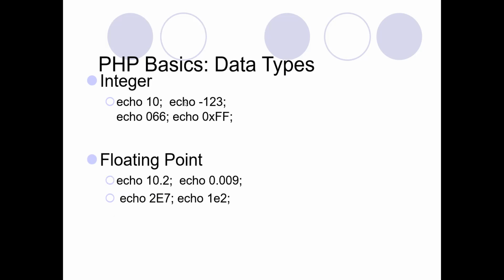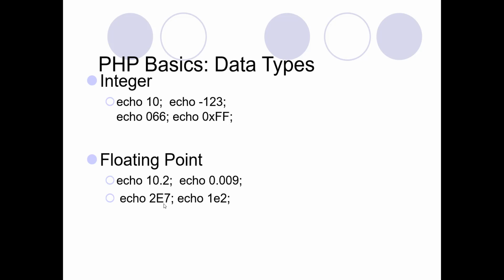Integer is a data type that can have positive or negative numbers, or it can have base 8 or octal numbers. If a number starts with a 0, it is considered an octal number, and it can be a hexadecimal number as well. Hexadecimal numbers have a base 16. The floating point numbers have a fraction after a decimal point, or these numbers can have an exponent as well.